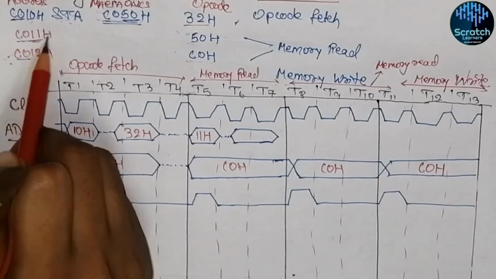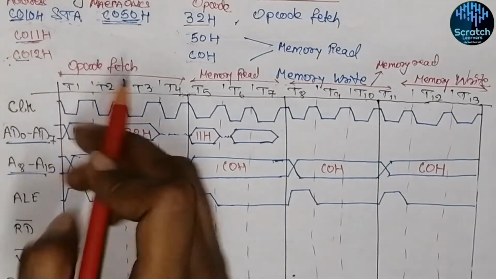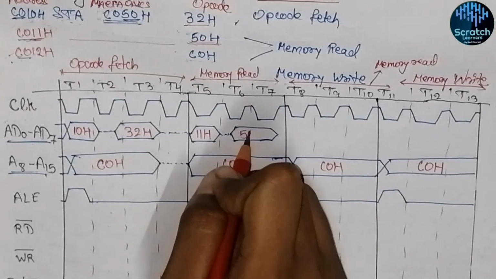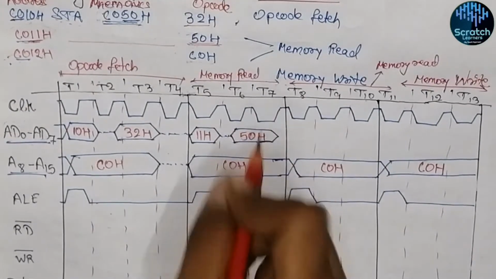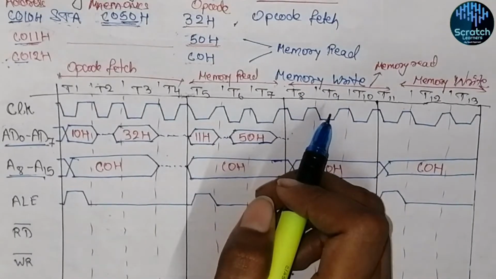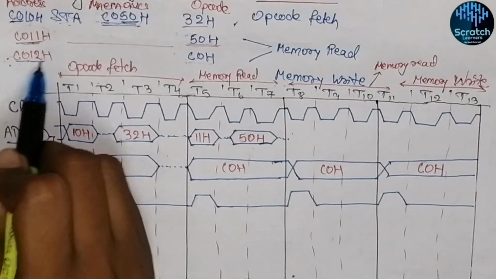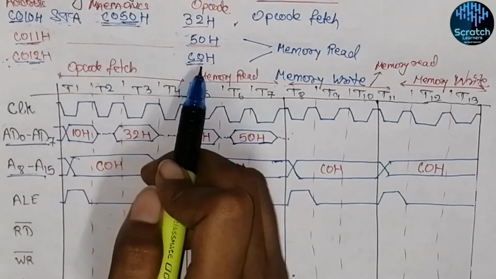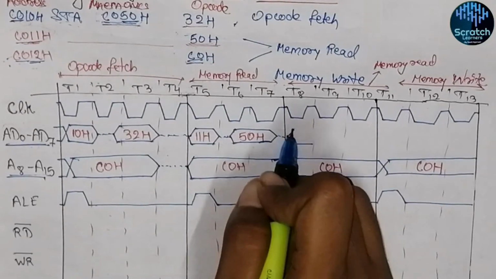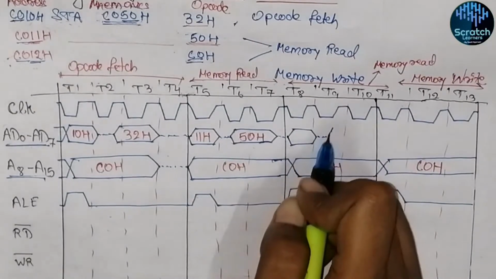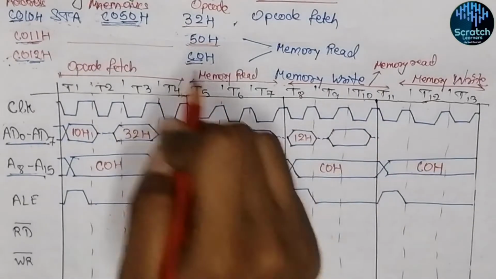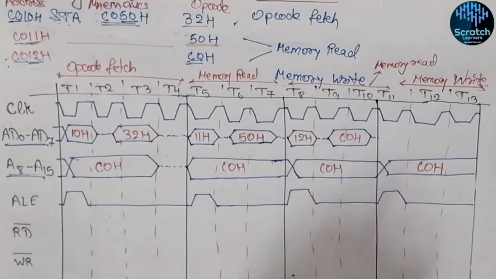So what is the data that is going to be fetched from C011 hex address? This is 50 hex, right? So 50 hex will be fetched from here. Similarly, we will draw the next memory read machine cycle. Here the next location is 12 hex and the data to be fetched is C0 hex. So it will be containing the address, and then here it will be containing the data. This is 12 hex and this is C0 hex.